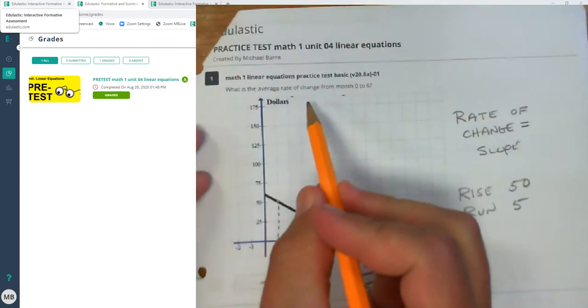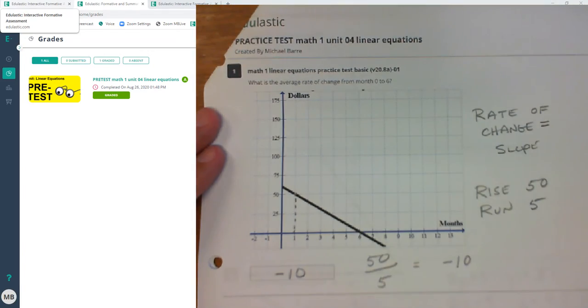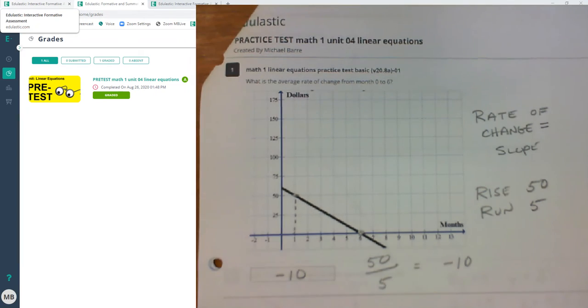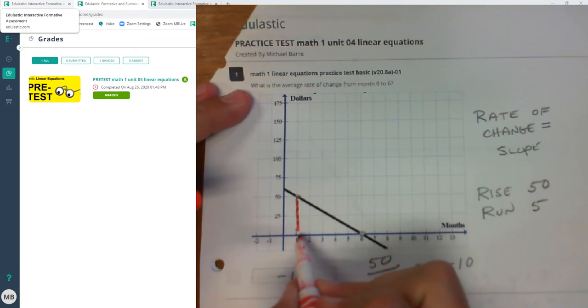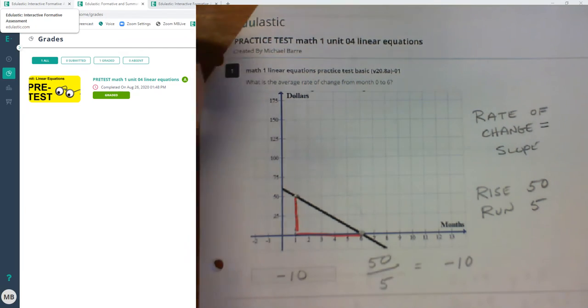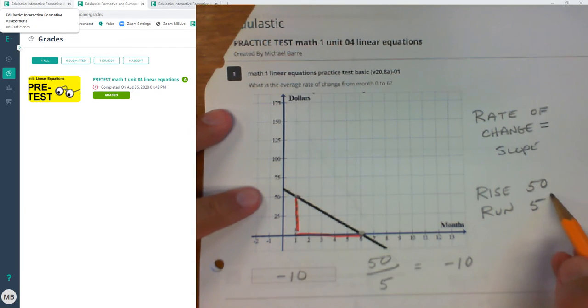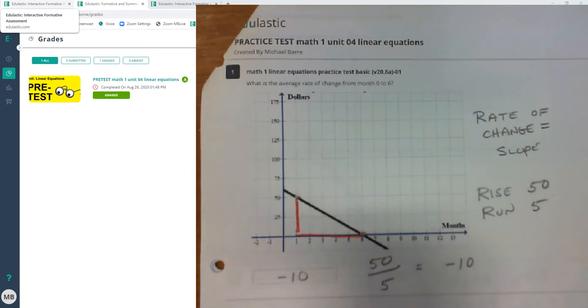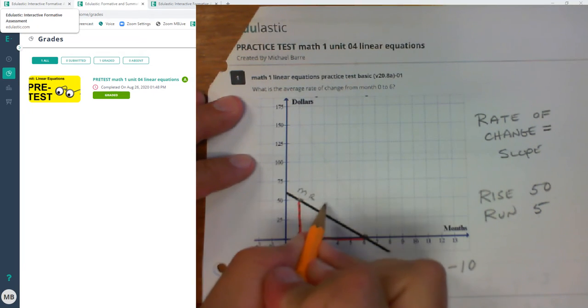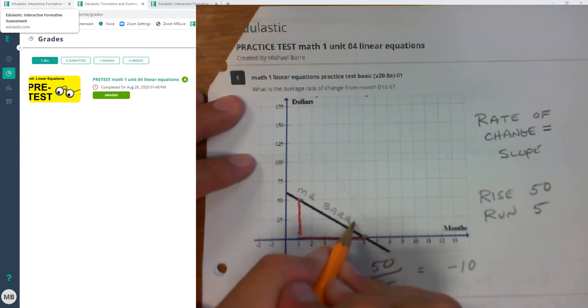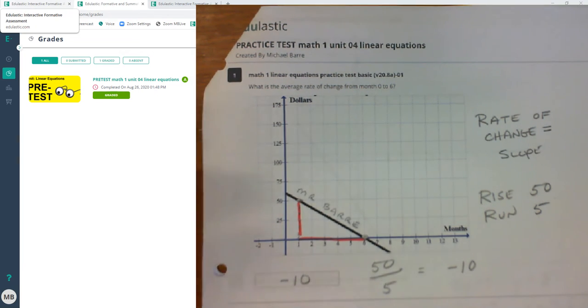What is the average rate of change? Rate of change is a fancy word for slope. So I find two good points, one there and one right here. Those are the two good points I'm going to use. Then I'm going to draw in a slope triangle. It has a rise of 50 and a run of 1, 2, 3, 4, 5. So it's 50 over 5, which would be 10. But looking at that line, it's going downhill, which means it's a negative slope, so negative 10 on the slope.